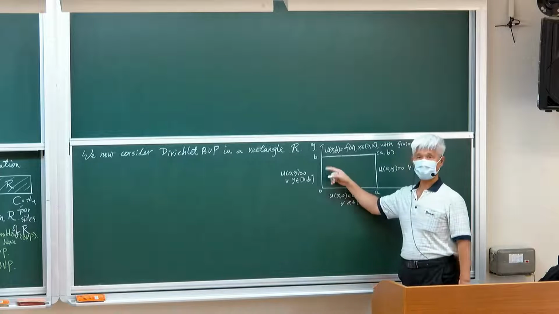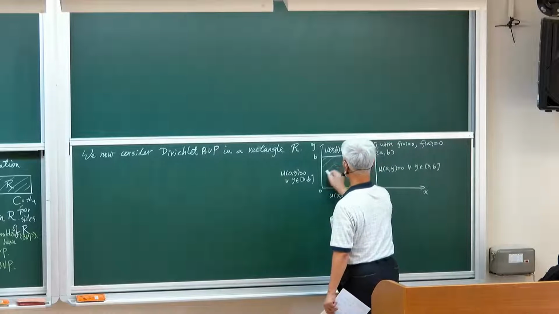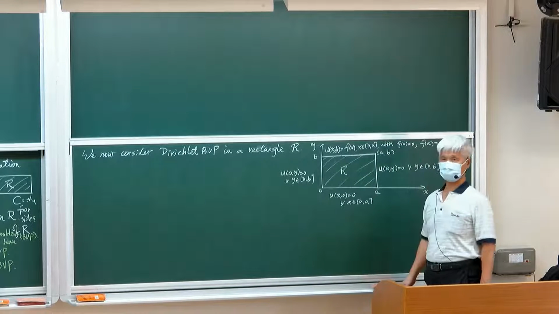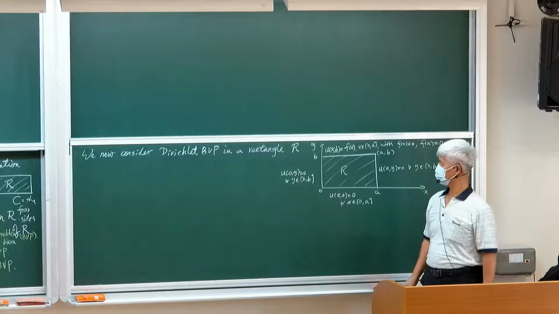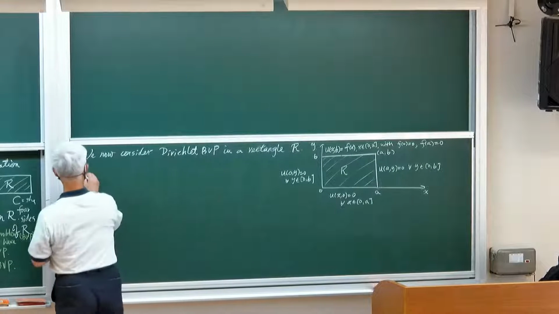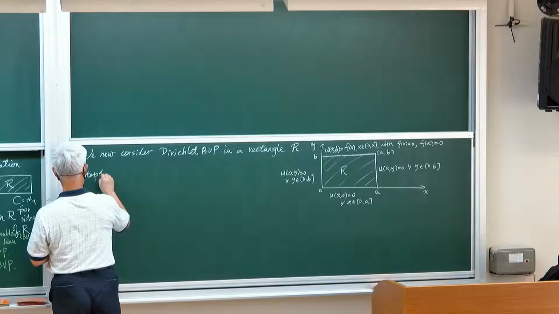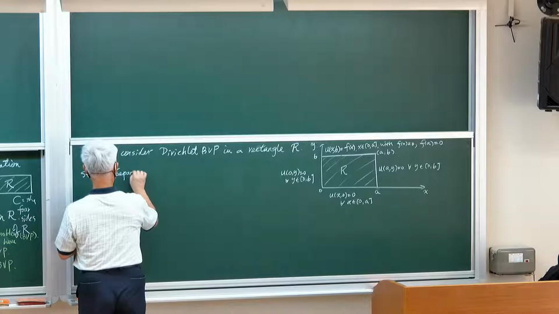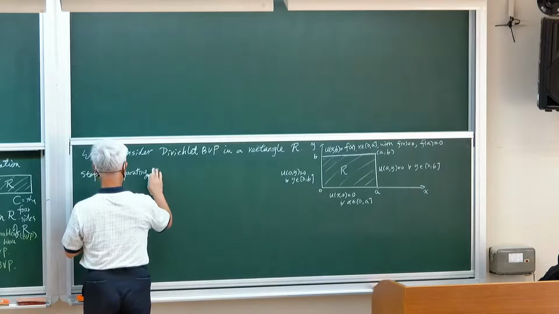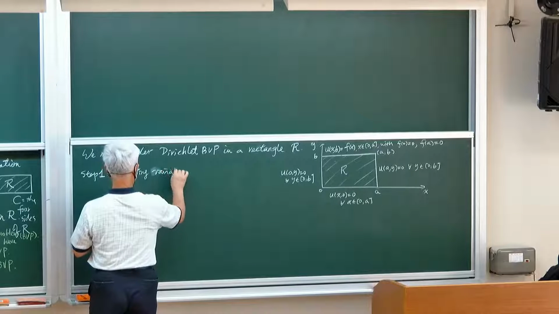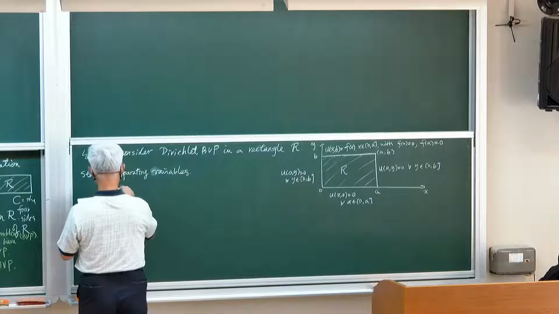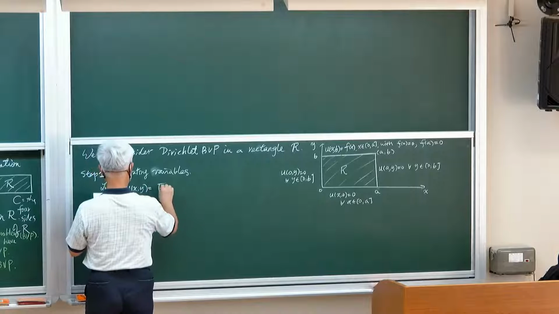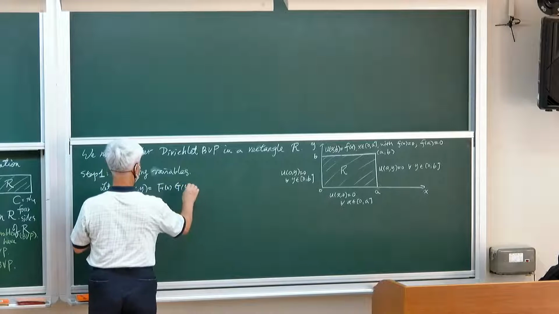Any questions? So we have a plate here. This is our region. All right, and so step 1, separating variables. We let u(x, y) be F(x) times G(y).